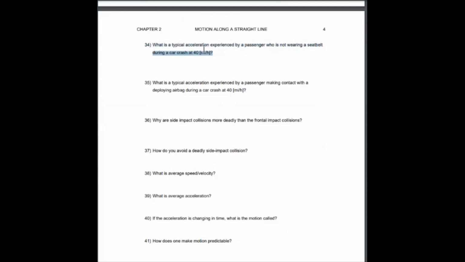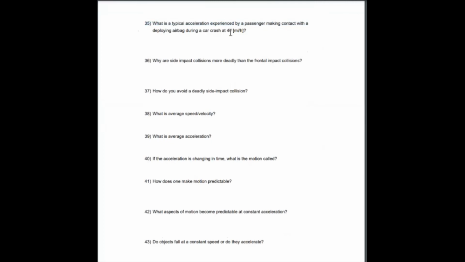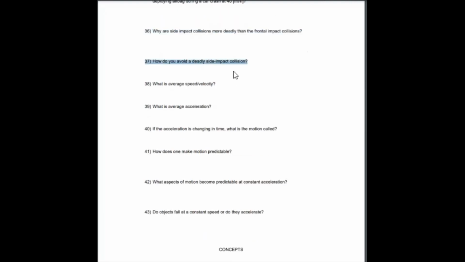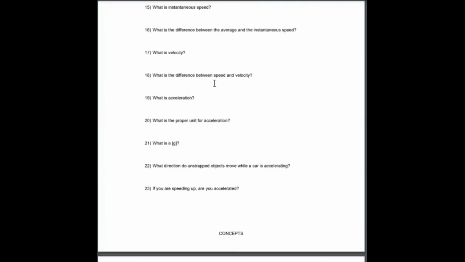No seatbelt, your impact time is shorter. It could be around 200 Gs in the worst case scenario at 40 miles per hour. The airbag is about 2 Gs because the impact time is roughly about a second. Side impact collisions tend to be deadlier than frontal impact collisions because of the lack of crumple zone from the sides, which means a lack of impact time. There's an impact time, but it is not large enough. You avoid deadly side impact collisions by avoiding hitting people directly or trying to avoid direct impact to your body. That's it. Okay, so that's as far as it's going to go.